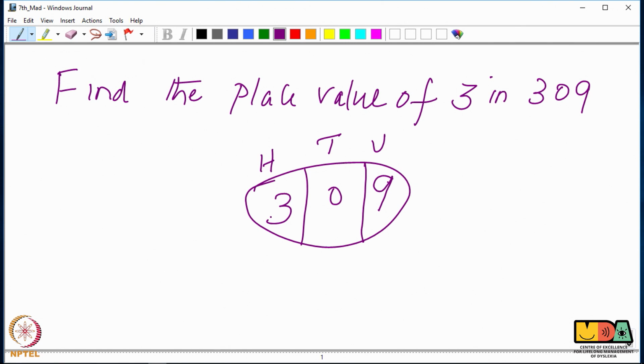903. Now, what is the place value of 3 over here? Look at the name that we have given for that house or that section. It is hundreds. So, the place value of 3 is 3 hundreds.